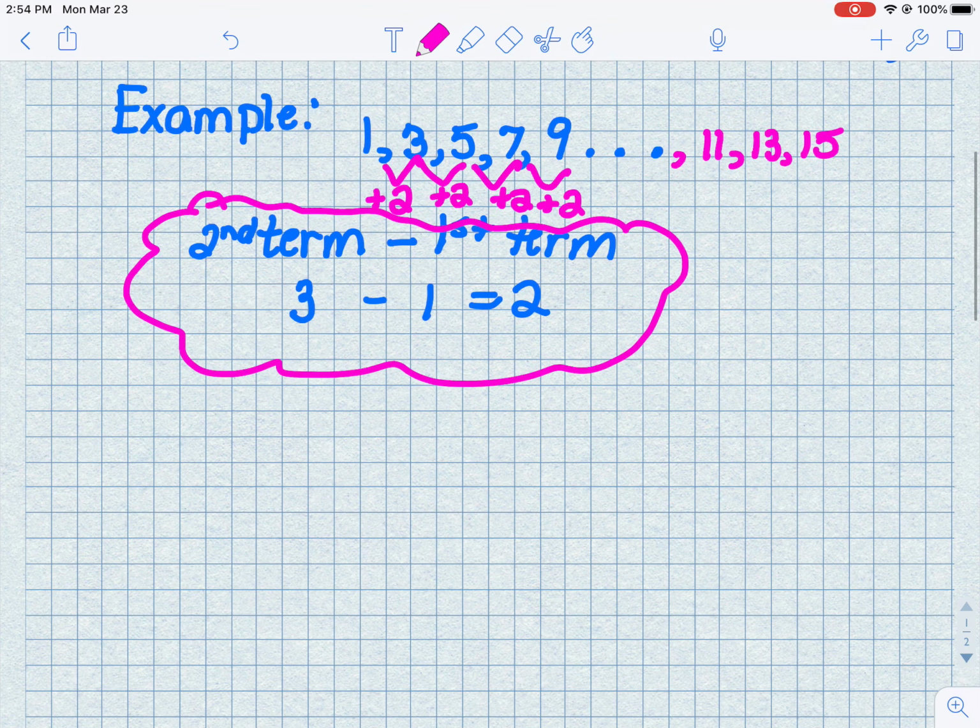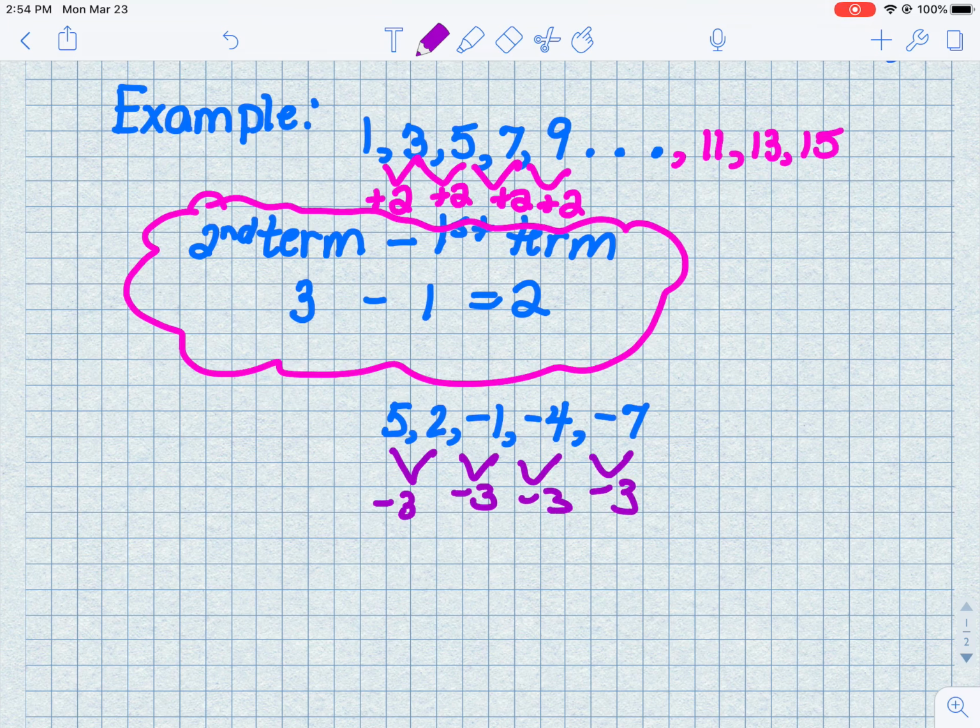So let's try one more. This time I won't go through all the steps. Let's see if you can figure it out. 5, 2, negative 1, negative 4, and negative 7. What's the common difference here? So when you subtract 2 minus 5, you get negative 3. So each time we're subtracting 3. And I could ask you for the next couple terms, and you could just do negative 10 by continuing that pattern. So that's arithmetic, and you've done this in the past.